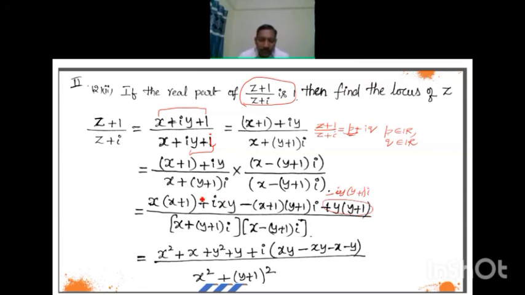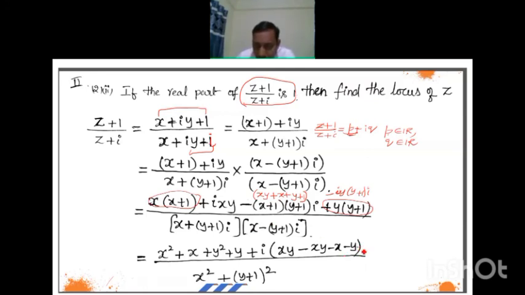y into y plus 1 and x into x plus 1 are free from i, so we combine these two. This is x square plus x, and the remaining part is y square plus y. So we separate it. And now the imaginary part, if we see, is xy plus x plus y plus 1. Okay, students, xy plus x, so y plus 1. Upon removing the brackets, we get minus xy, minus x, minus y, minus 1.